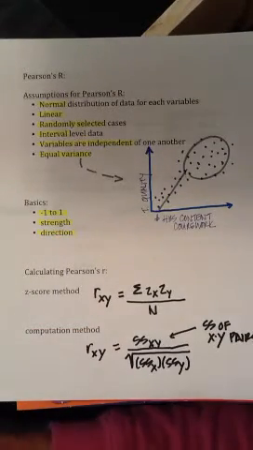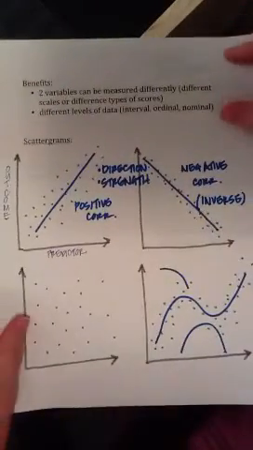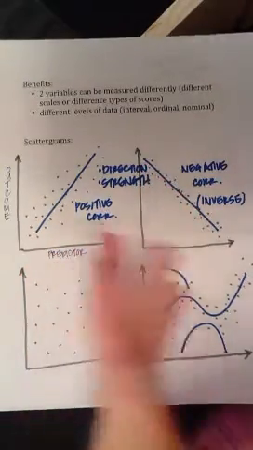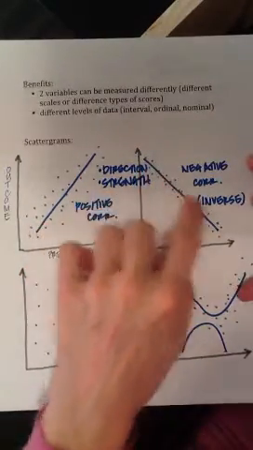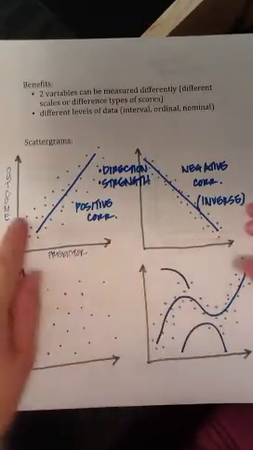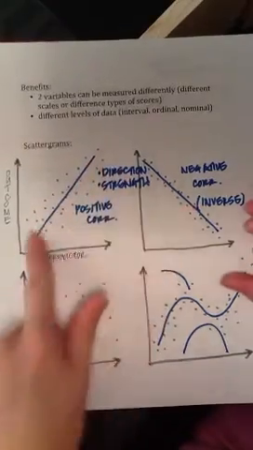So let me go back and talk very briefly about this idea of strength. From the introduction to correlation, you learned that the more tightly packed your cases are around a line of best fit, the stronger the correlation. And the less tightly packed they are, the weaker the correlation.